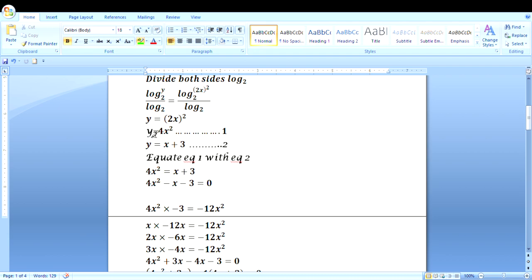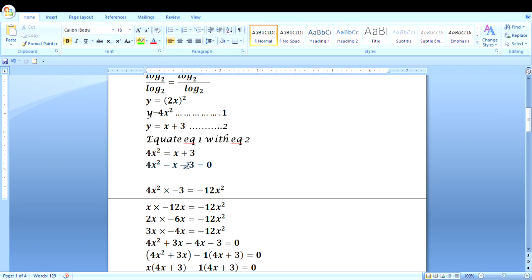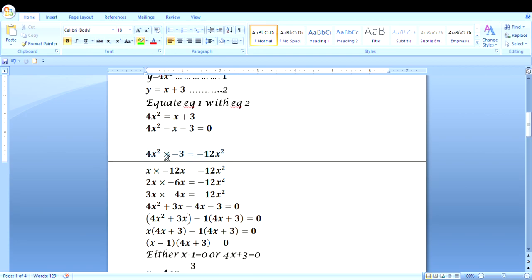So here we can equate equation 1 with equation 2, and this becomes 4x squared is equal to x plus 3. Now, for us to move on, we move all the terms on the right hand side to the left hand side. This becomes 4x squared minus x minus 3 is equal to 0. So now we can factorize it by multiplying the constant term with the term containing x squared. The product of 4x squared and minus 3 is minus 12x squared.